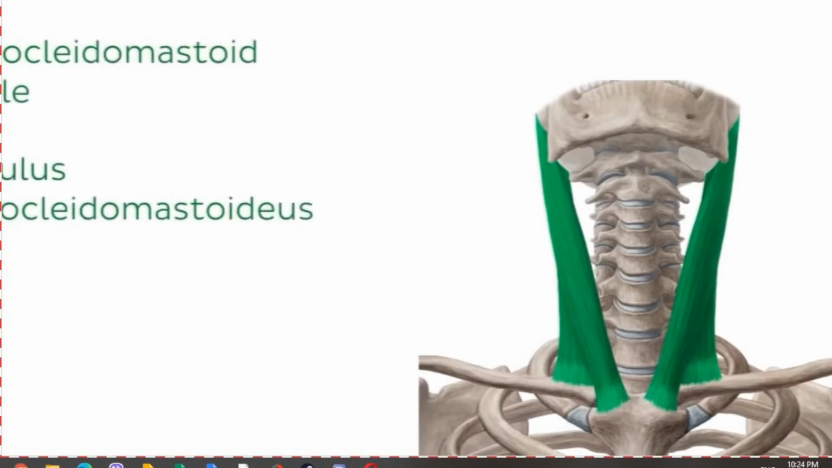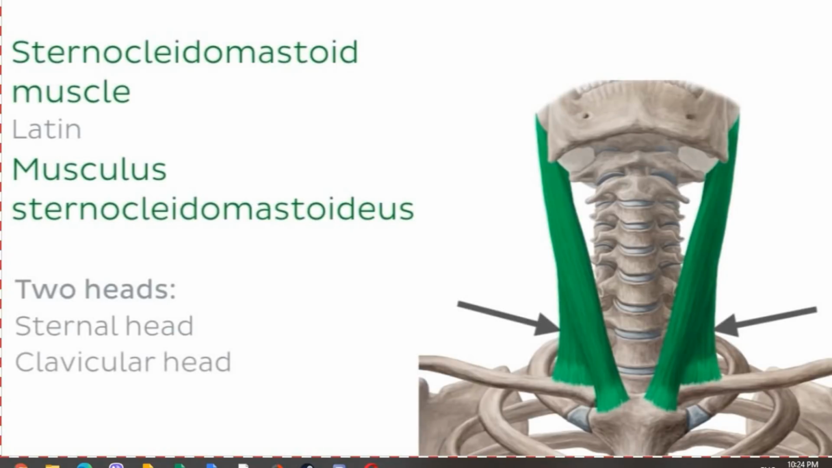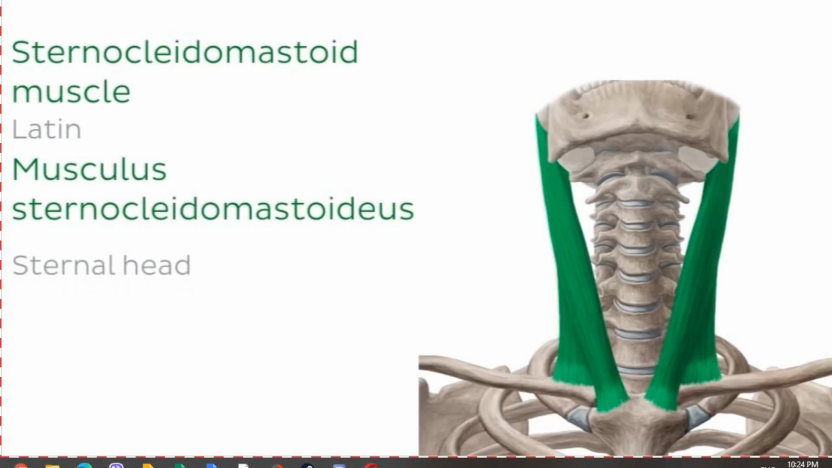The sternocleidomastoid muscle has 2 muscle heads, a sternal head and a clavicular head. The sternal head of this muscle has its origin in the manubrium of the sternum, while its clavicular head has its origin on the medial part of the clavicle. The entire muscle inserts superiorly on the mastoid process of the temporal bone and on the superior nuchal line of the occipital bone.